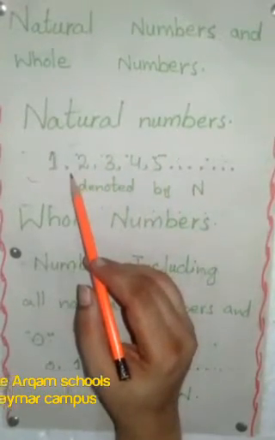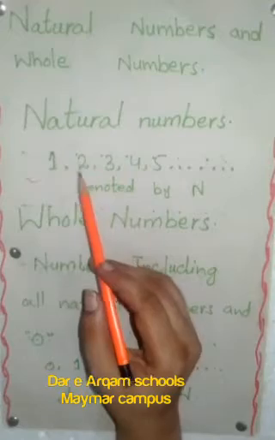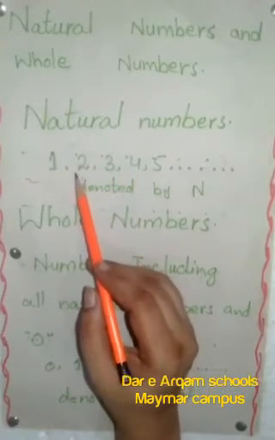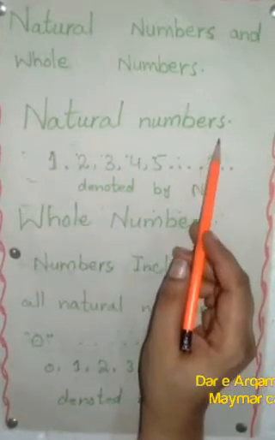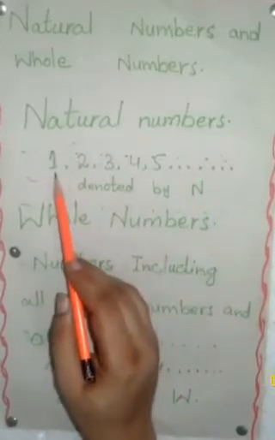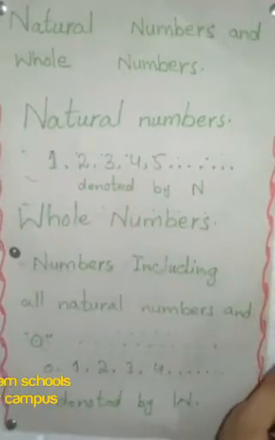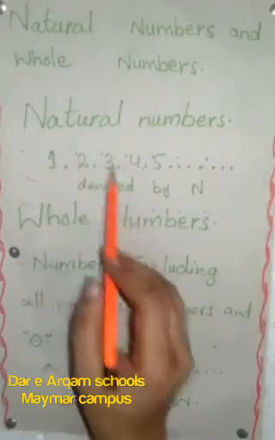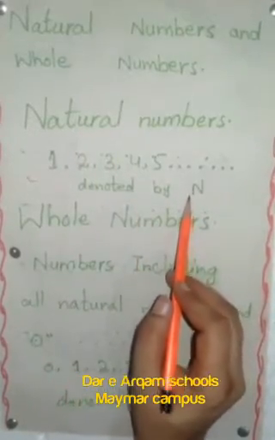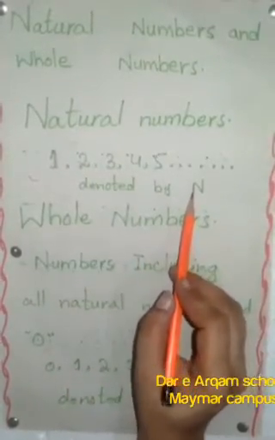The digits we use to count the objects are natural numbers. These digits are starting from 1, 2, 3, 4 and so on, and we denote natural numbers with N. Natural numbers are denoted by N.